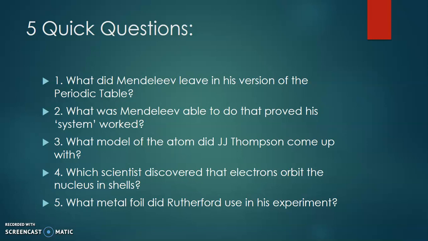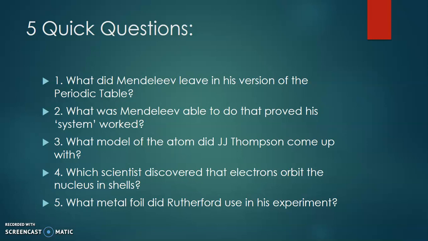Okay, so question number 1 says, what did Mendeleev leave in his version of the periodic table? What he did was he left gaps for elements that had not been discovered yet. So he didn't just rank the ones that we'd found, he left gaps in his periodic table so that elements that had yet to be discovered could fit in those gaps.